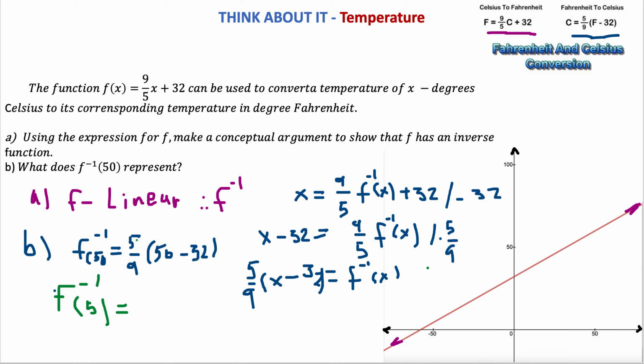18 times 5/9: 18 divided by 9 is 2, and 2 times 5 is 10. So it's going to be 10. What does it represent? It represents that when we convert 50 degrees Fahrenheit into Celsius, it is going to be 10 degrees Celsius. So that's what the inverse function means.